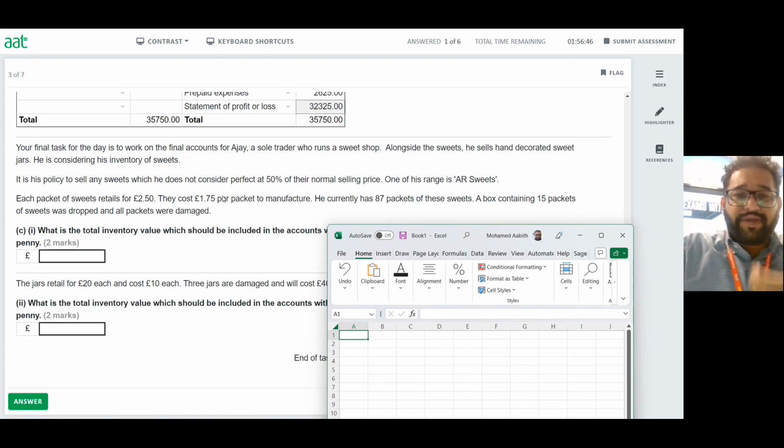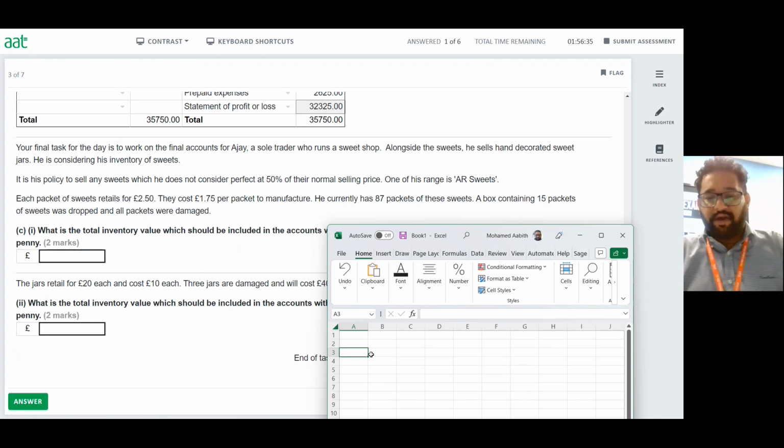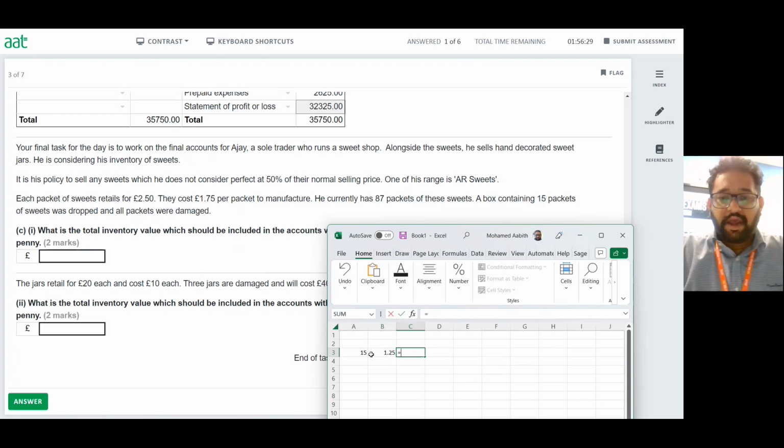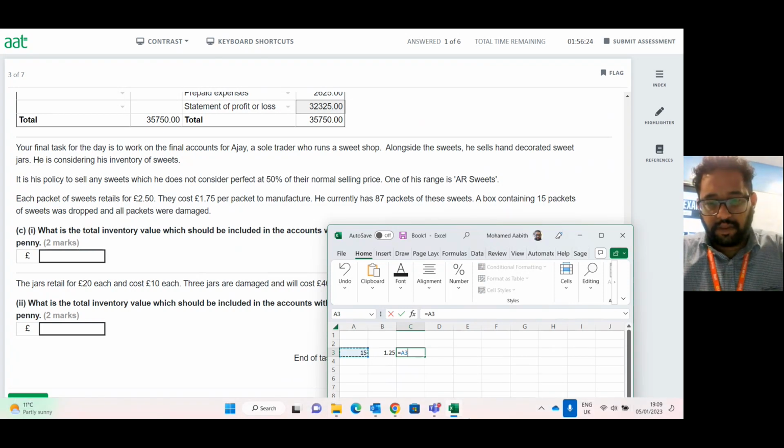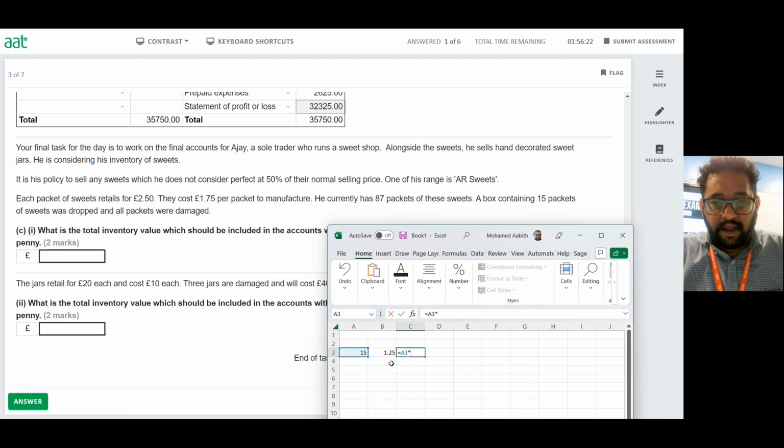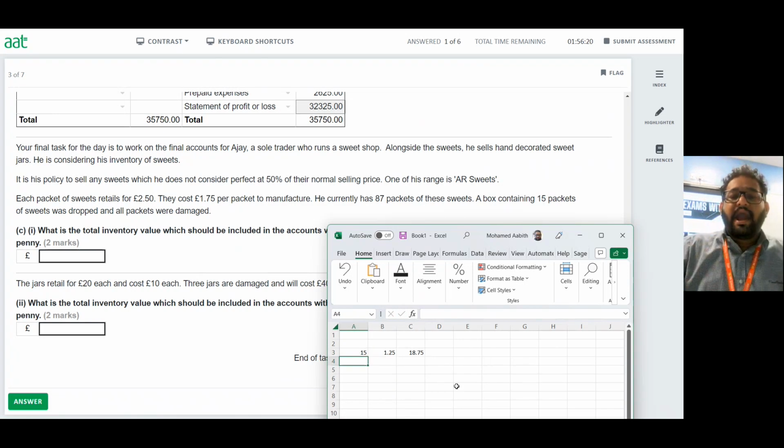So when we value the inventory, we're going to choose the NRV of £1.25 for those damaged packets. So therefore, 15 packets. Out of 87, 15 packets will be sold at £1.25. So here is going to be equal to this multiplied by that. That gives me £18.75 for those 15 packets.